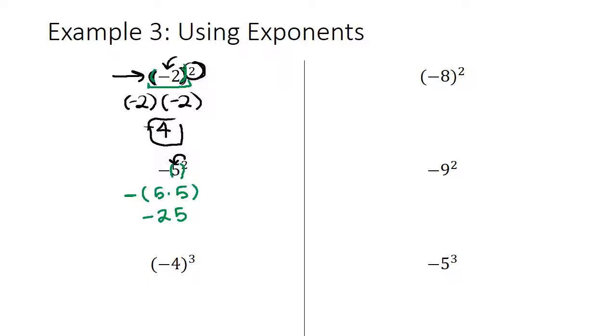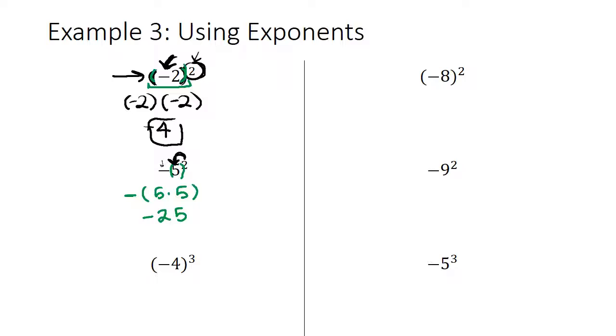Now, it's very nuanced, okay? And so we want to make sure that we understand this. When we have parentheses, we're going to be multiplying everything inside those parentheses the number of times in the exponent. When we don't have parentheses, we're only going to be multiplying the number that's attached to that, not including that negative sign.